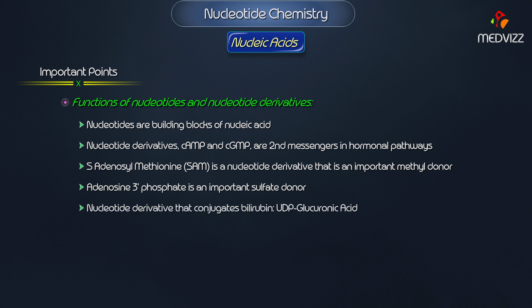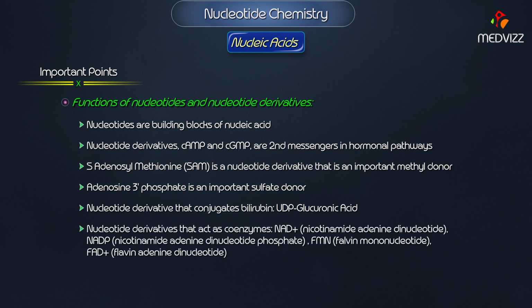Nucleotide derivative in glycogen synthesis is UDP glucose. Nucleotide derivative that conjugates bilirubin is UDP glucuronic acid. Nucleotide derivatives that act as coenzymes are nicotinamide adenine dinucleotide and nicotinamide adenine dinucleotide phosphate, flavin mononucleotide, and flavin adenine dinucleotide. Flavin mononucleotide has no adenine in its structure.